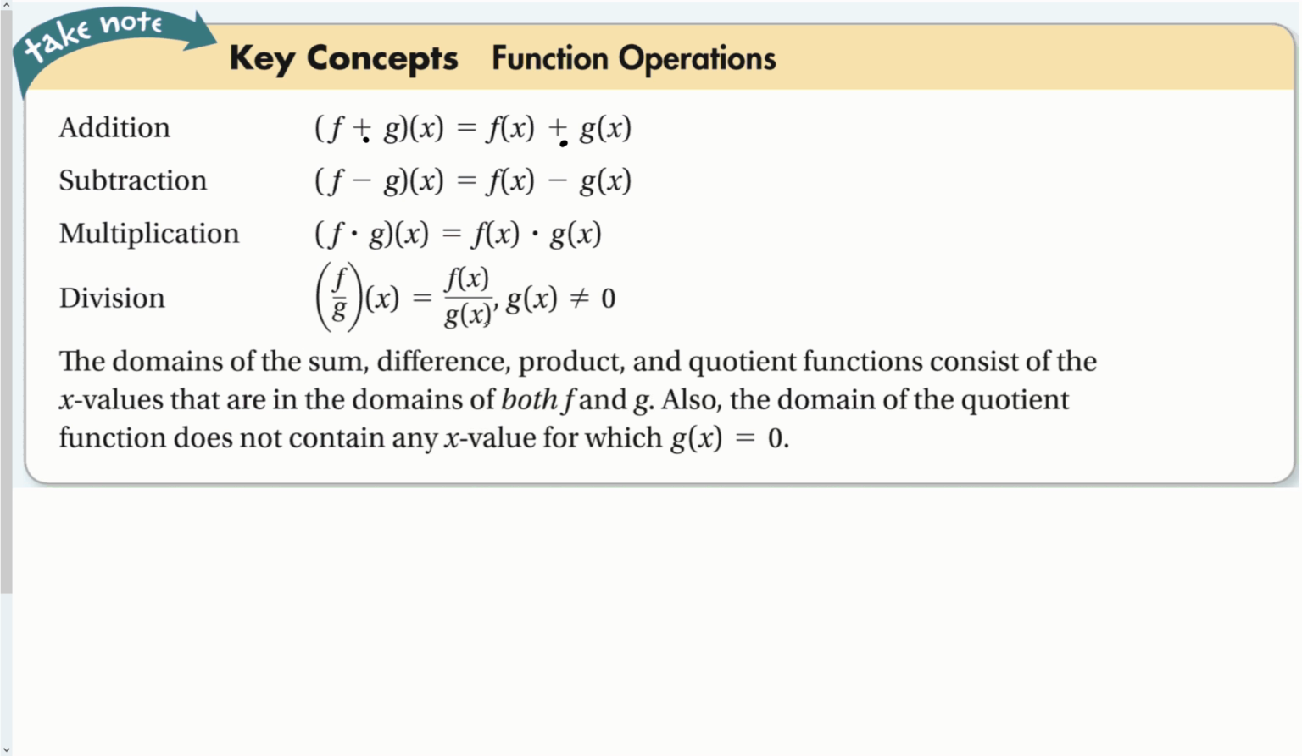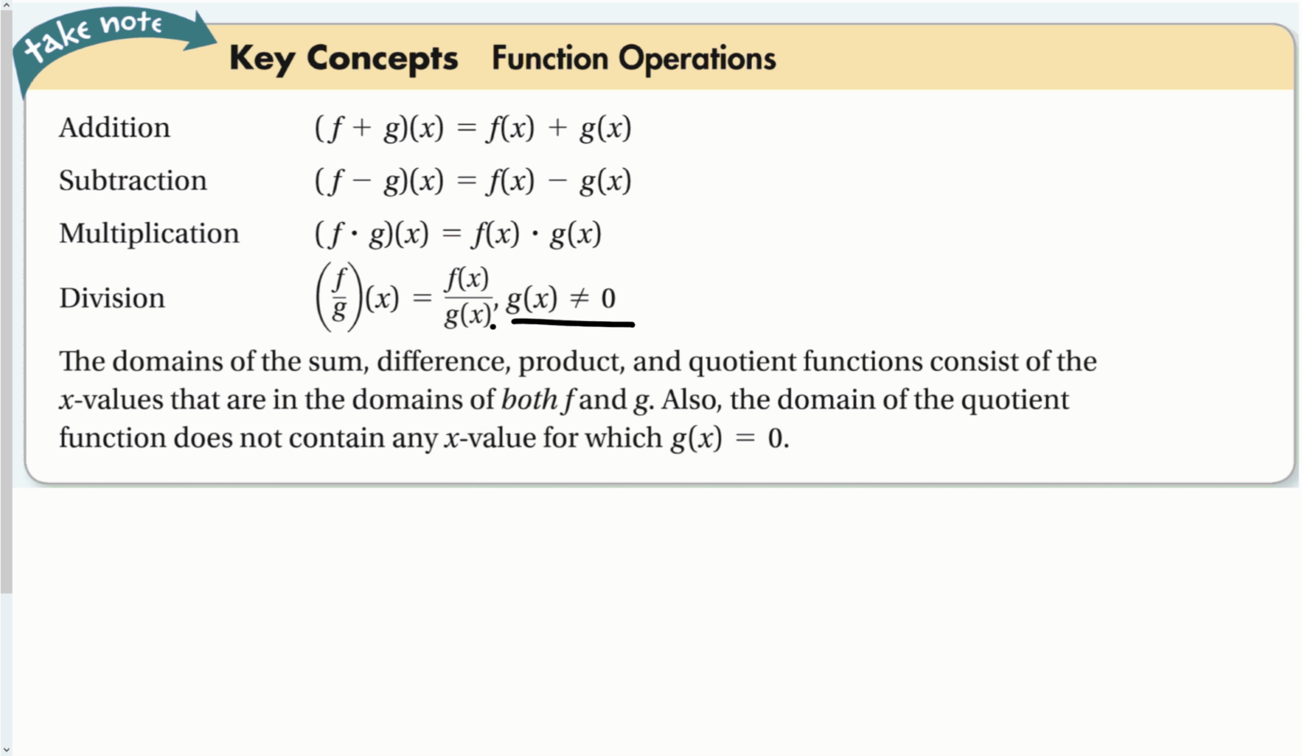When we divide, the big thing is that denominators when you divide can't be equal to 0. Okay, so the same is true with function notations. As long as g of x is not equal to 0, we can do this. Okay, the domains of all of these consist of the x values that are in the domains of both f and g. So if there's anything that's not included in f, it can't be included in the sum. If there's anything that's not included in g, it can't be in the sum. Okay, with the exception of the last one, and that the domain of the quotient function does not contain any x value for which g of x is equal to 0, for whatever makes the denominator equal to 0.